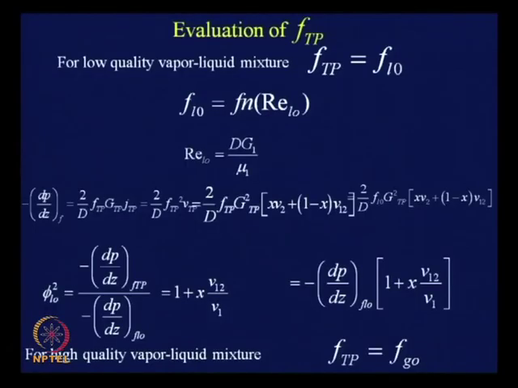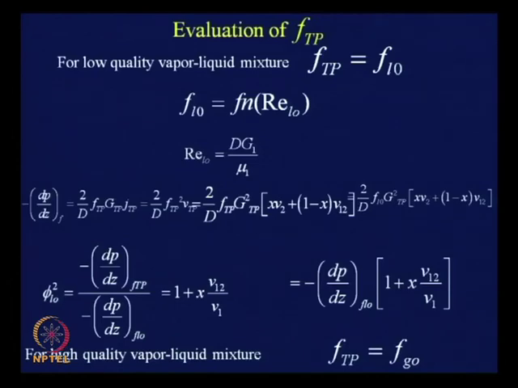Okay. But before that, today I would like to start some discussion on the estimation of FTP, because that is the only bottleneck in this particular expression. Now, what can be the different techniques for deriving FTP? First thing is, suppose it is a low quality vapor liquid mixture.